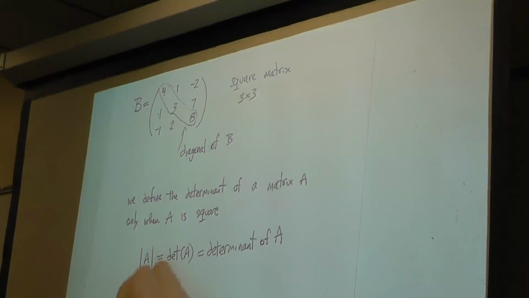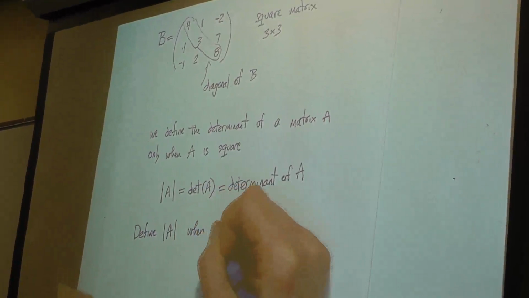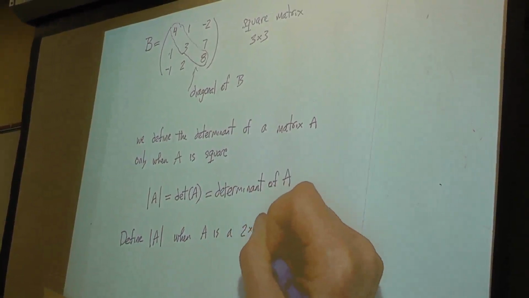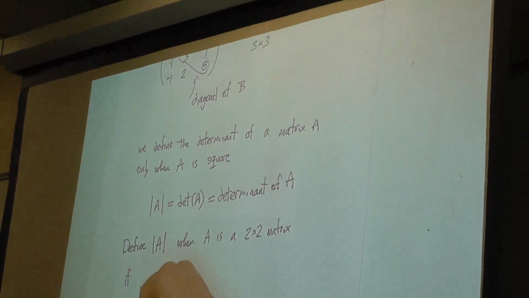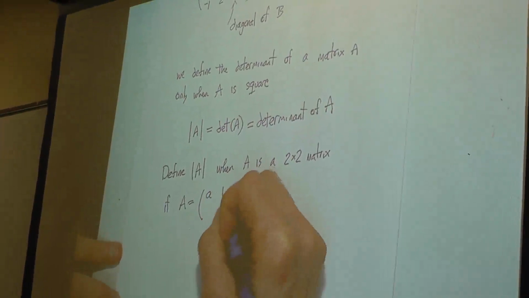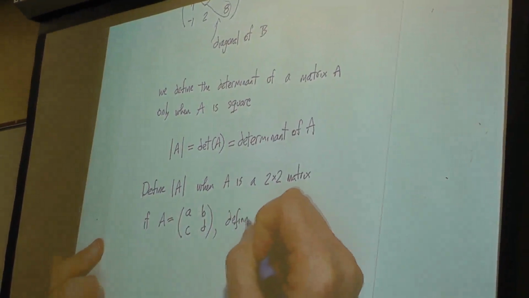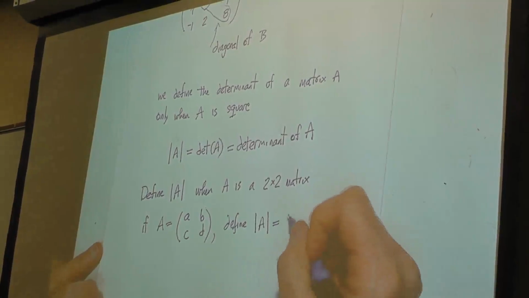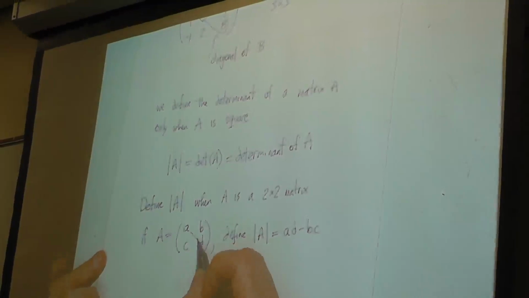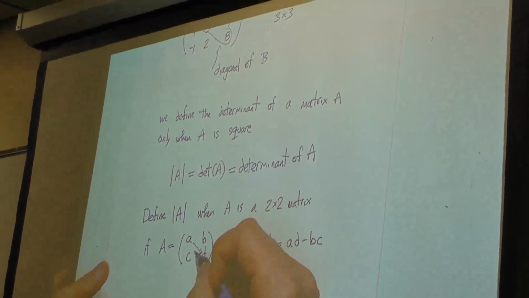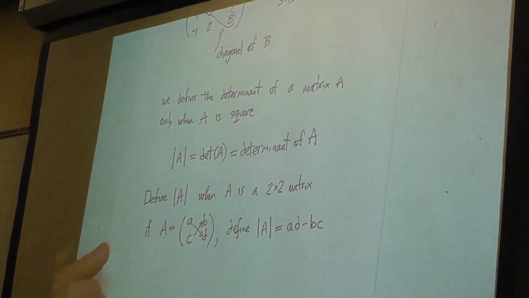So what I'm going to do is define the determinant of A when A is a 2 by 2 matrix. So if A is equal to this matrix, we define the determinant of A to be AD minus BC. This diagonal first, multiply, minus this diagonal, multiply. These are very easy to compute, 2 by 2. Okay?